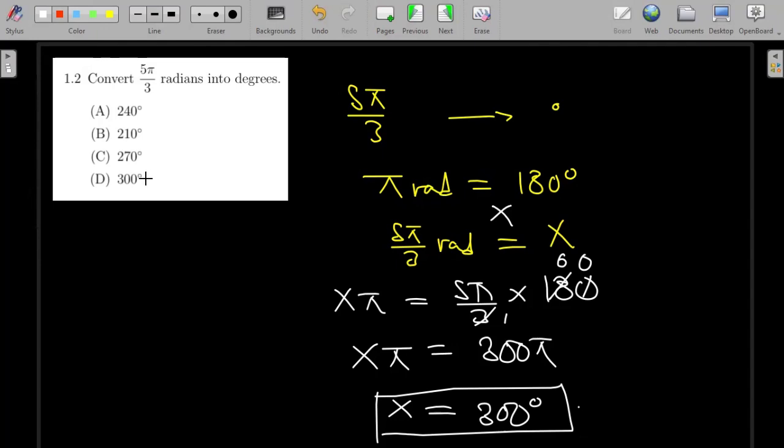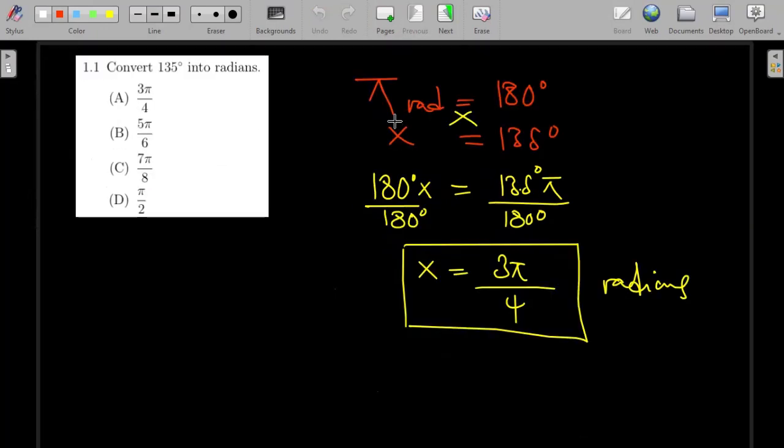Here the correct answer was D. On the previous question, I forgot to mention the correct answer was A.